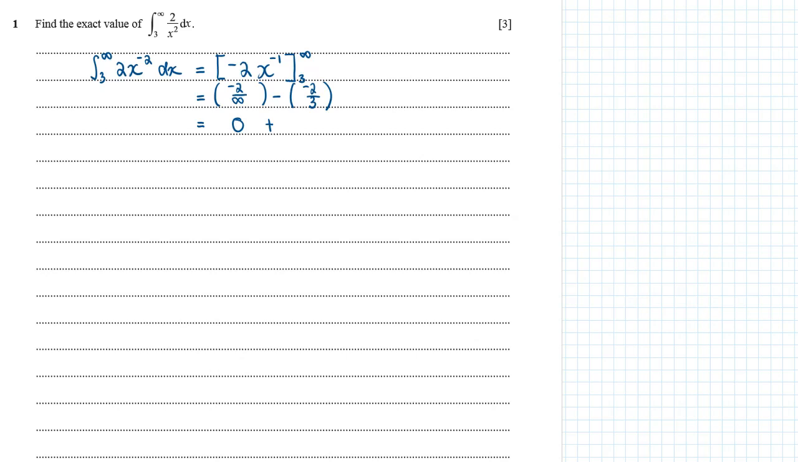And so the first term there just turns into 0. And then we have minus and negative, which turns into a positive 2/3, and that is our answer.